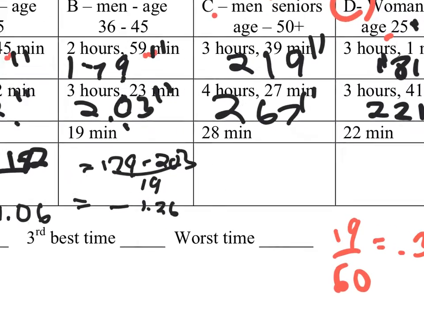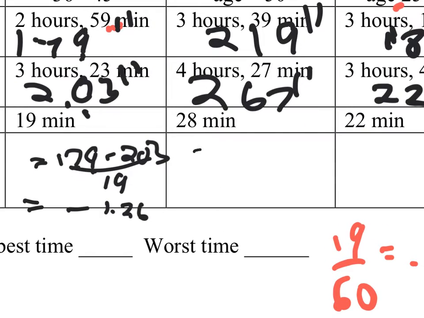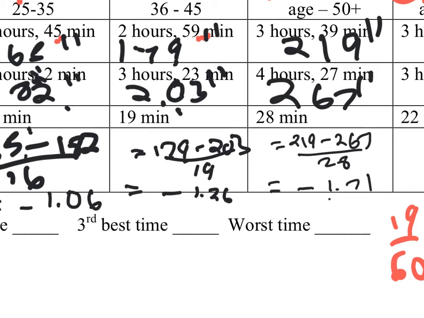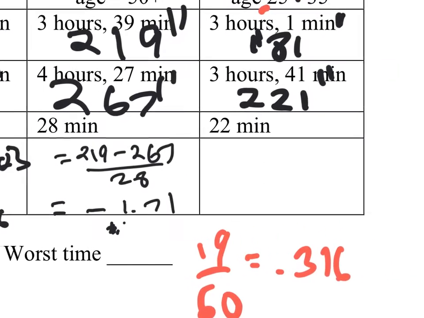All right, let's do the old man. His z was 219 minus 267, all divided by 28. That's also negative, 1.71. He is far to the left. Think about what these numbers are saying. This is almost a -2. This isn't even close to a -2. This one's not even at a -1.5. This person did wonderful in his group. He's very competitive. Let's see how she did.